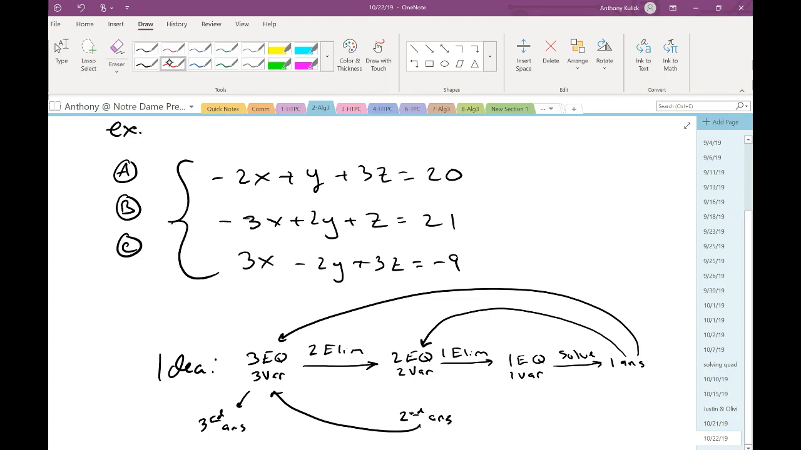Everybody okay with this, what I've written down here as the process? So let's do this process now in practice, okay?